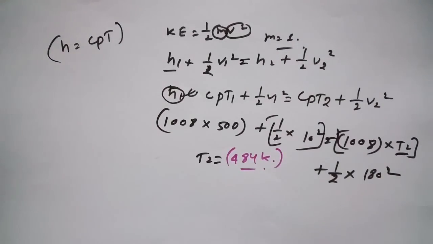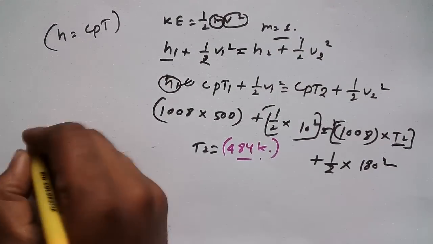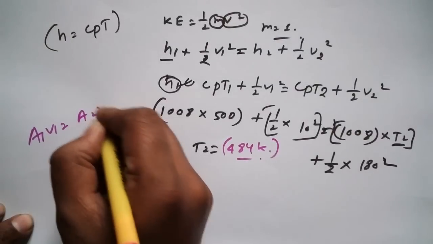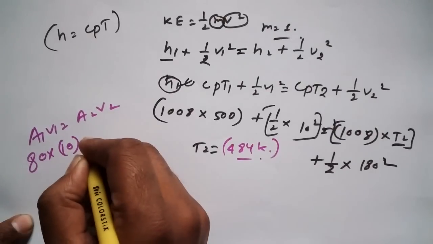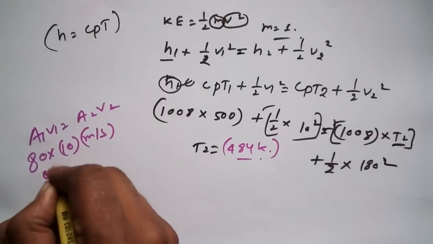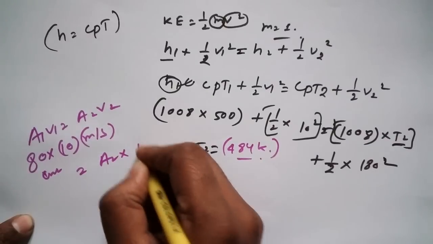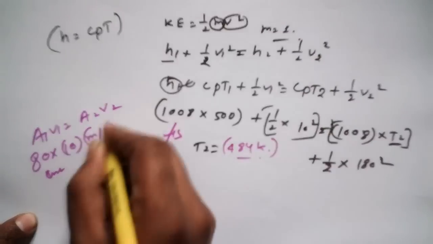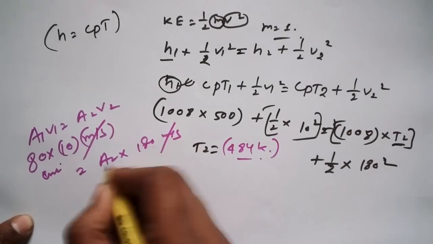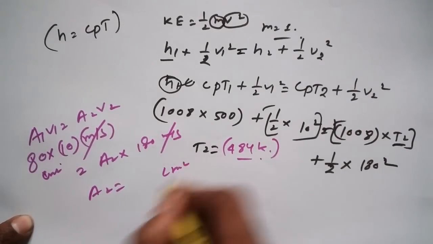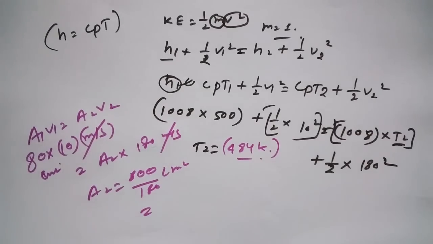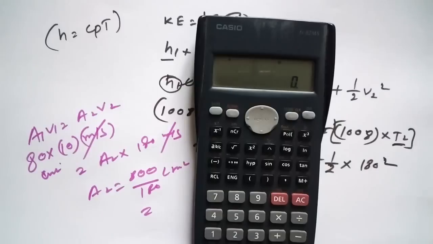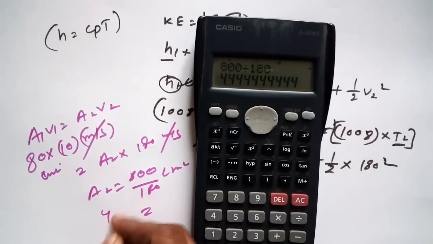According to continuity, we are going to use the continuity equation here. We know A1 V1 is equal to A2 V2. Now A1 is equal to 80, V1 is equal to 10. It doesn't matter whether it is meter per second, it is centimeter square. And A2 into V2, with V2 equal to 180 meter per second. Meter per second cancels, so this is centimeter square. That means A2 is also in centimeter square. The value is 800 by 180, which is equal to 4.44.